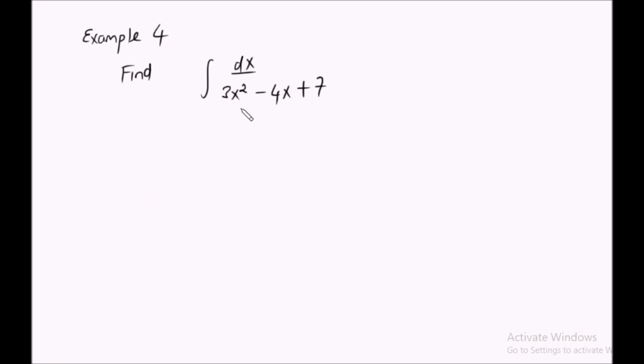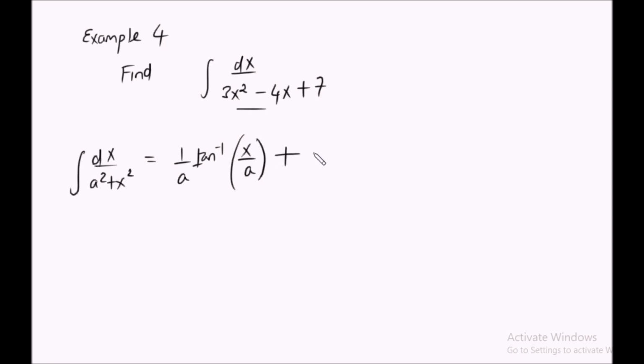Again you can see there is no square root here. It confuses us because what we know is that the integral of dx over a squared plus x squared is 1 over a tan inverse of x over a plus c. Now this is very different. Also you can see x squared has a coefficient which is not 1. We don't like that. As I said, first and foremost, make x squared have a coefficient of 1. So what are we going to do there? Factor out 3.